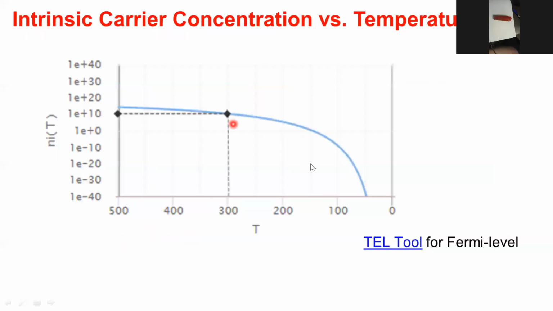Here is an example of changing the temperature for the same material. I think this is silicon. So we change the temperature for the same material, and we see that ni is a strong function of temperature, as you can see. By the way, I will provide you over the e-learning with a tool that we have created in order to examine different energy gaps and different intrinsic concentrations for different materials by using this app.